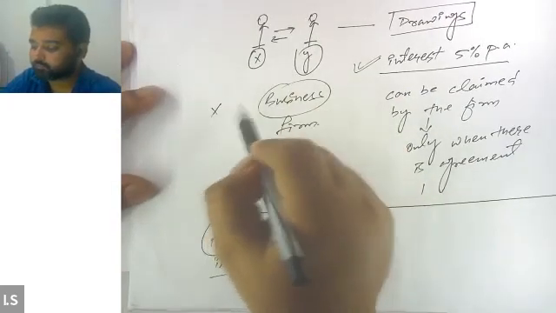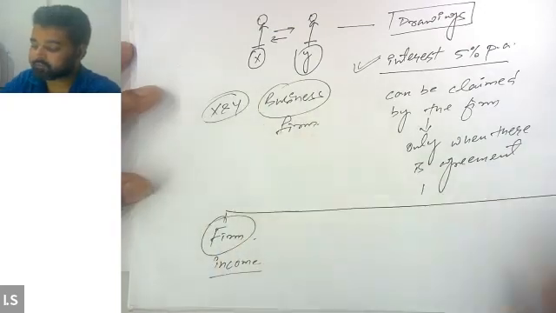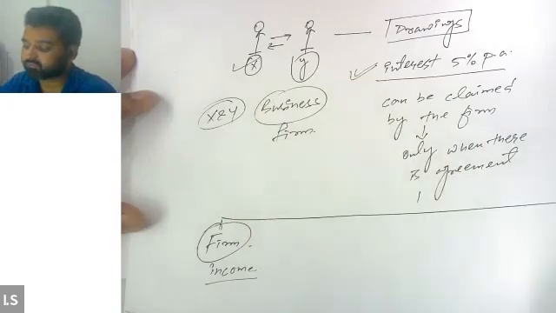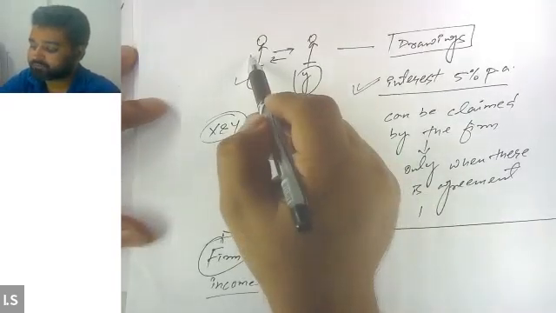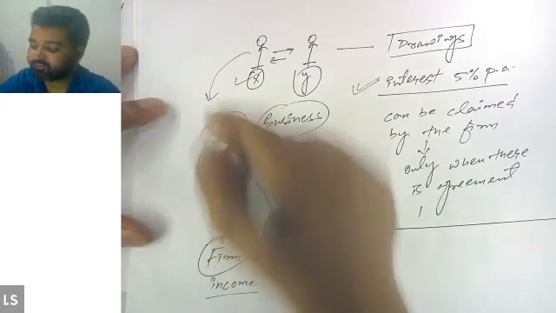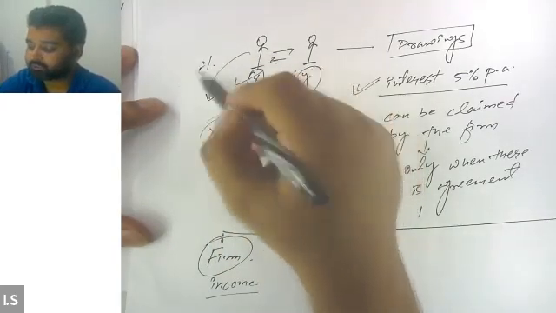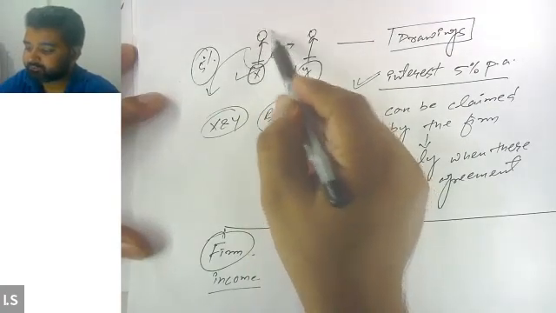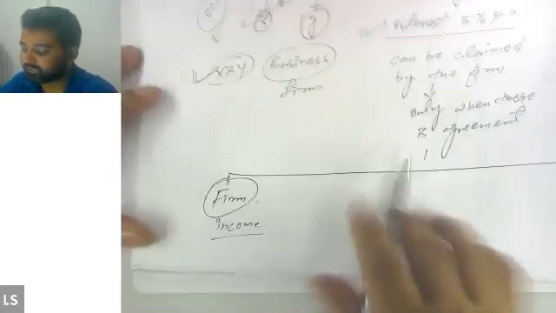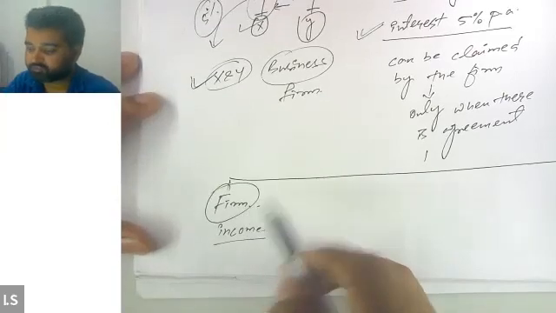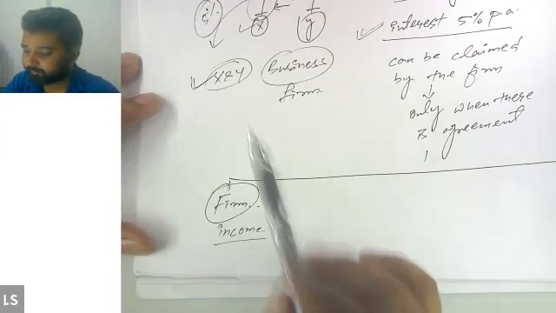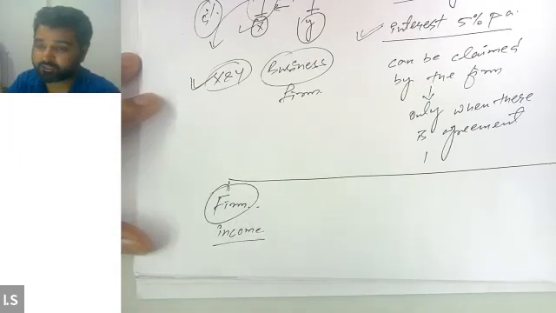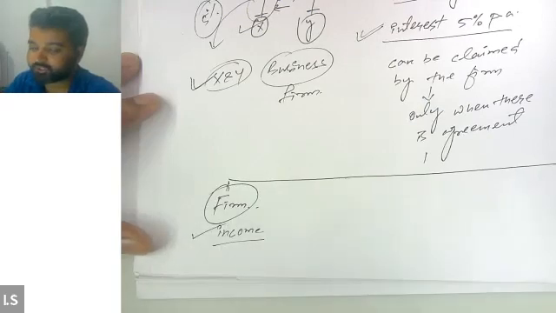So there is a firm X and Y, and let's suppose Mr. X has made a certain withdrawal of a certain amount. Then Mr. X will have to pay the interest, right? For example, Mr. X will be paying interest at the rate of 5%. So interest being paid by the partner will be considered as the income from the firm's point of view, right? Interest paid by the partner to the firm will be considered as the income for the firm.